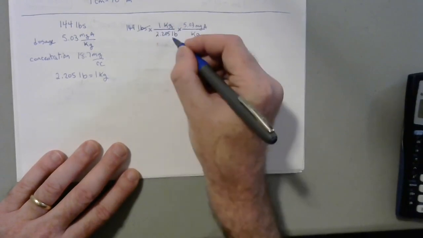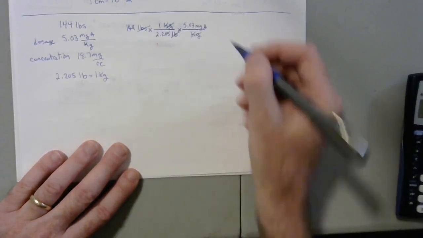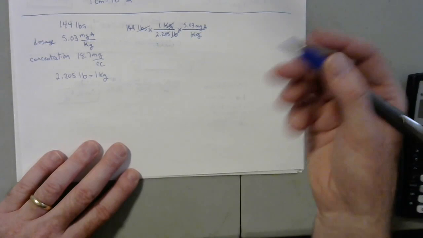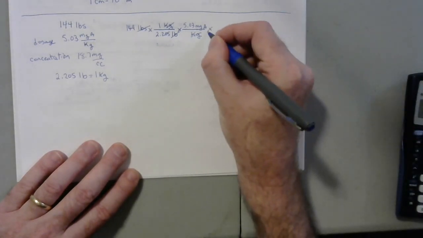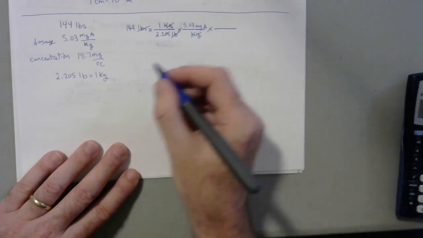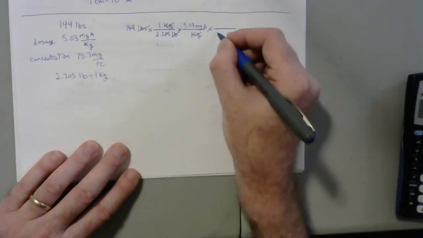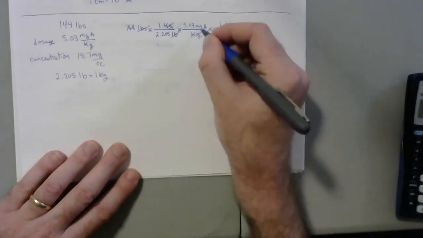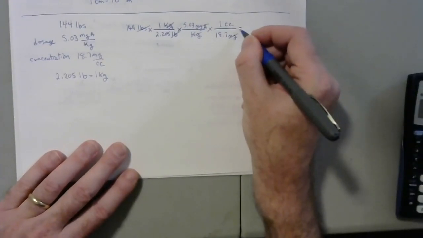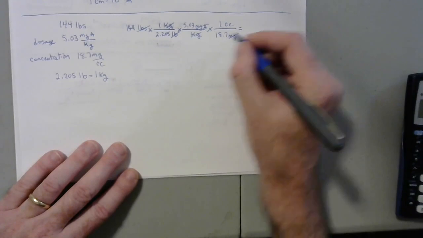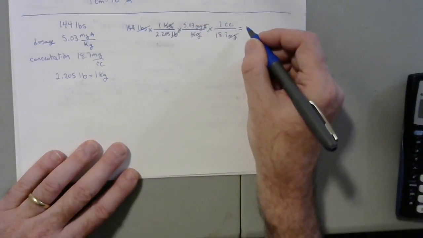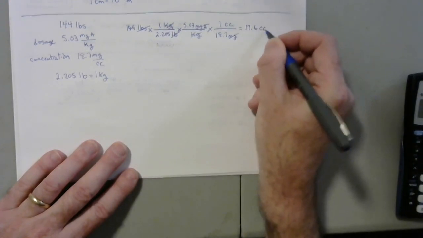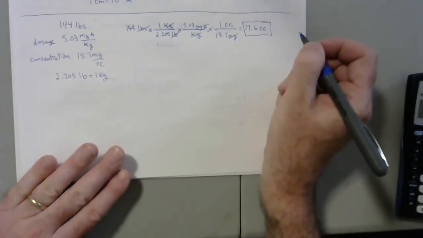So now we can see the pounds cancel, the kilograms cancel, and we're left with how many milligrams should be dispensed. Since this is a liquid medication, we'll go to cc's, but you could just as easily go to tablets or something else. So now we're going to use our last thing, 18.7 milligrams of medication, 1 cc on the top. The milligrams are going to cancel, leaving us with cc's. Rounding to 3 sig figs, once you run all that through your calculator, will be 17.6, we'll say, cc's of medication. And that would be your answer.